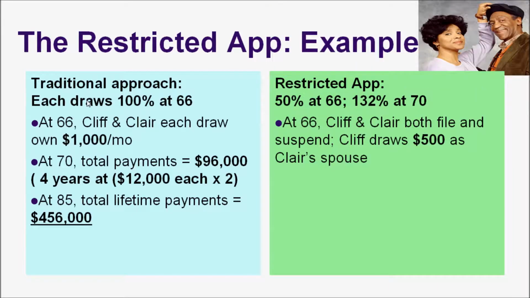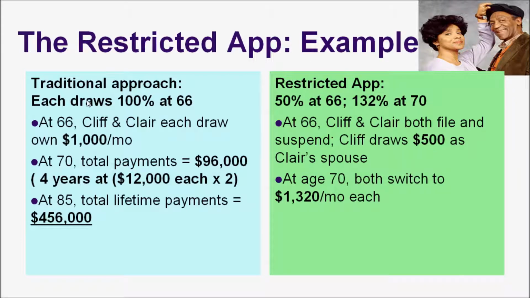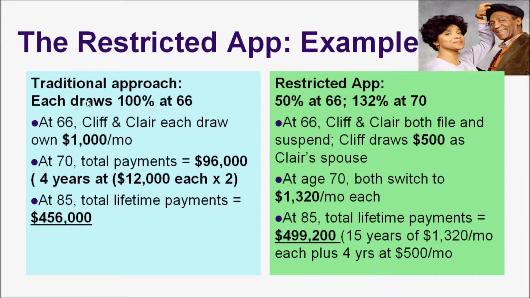Well, what's the strategy with a restricted application? At 66, Cliff and Claire both file and suspend, but Cliff draws $500 as Claire's spouse. At age 70, both switch to $1,320 a month. And so by age 85, using this strategy, they would have earned a total of $499,000, which is close to $40,000 more than using the traditional approach.